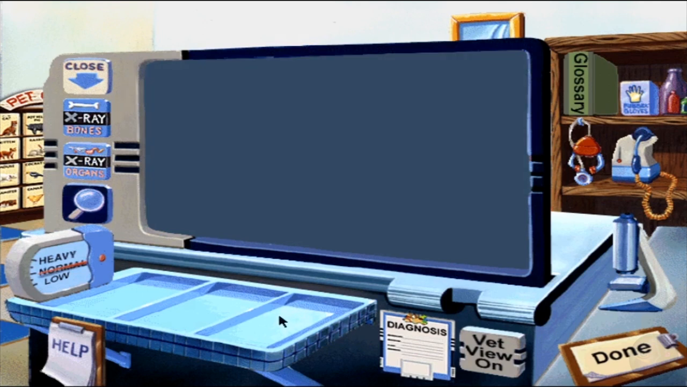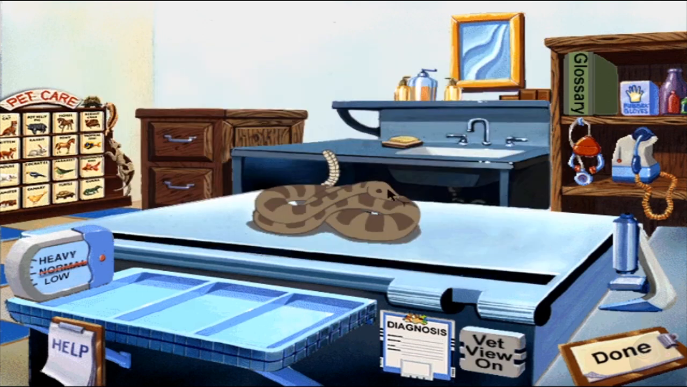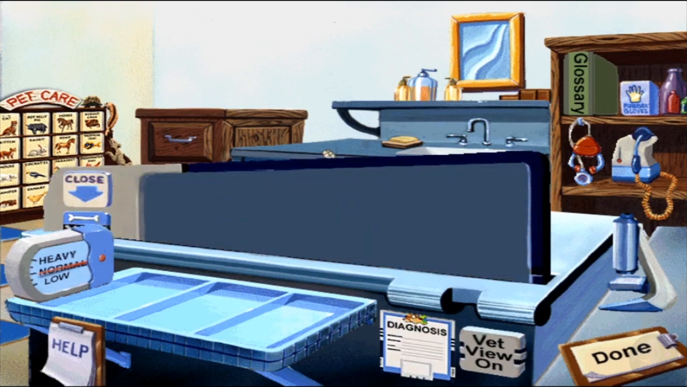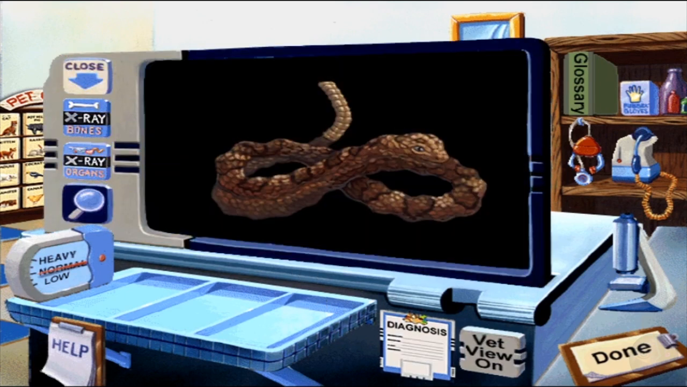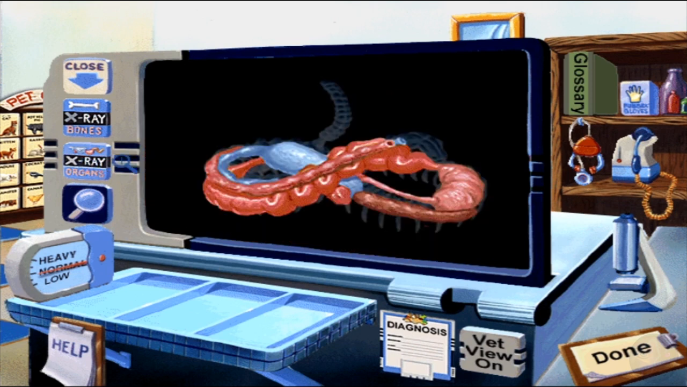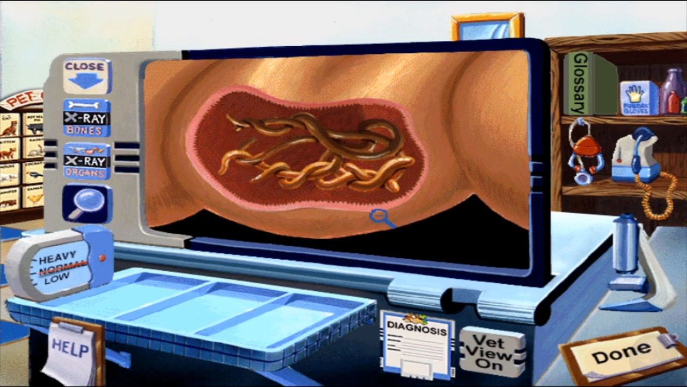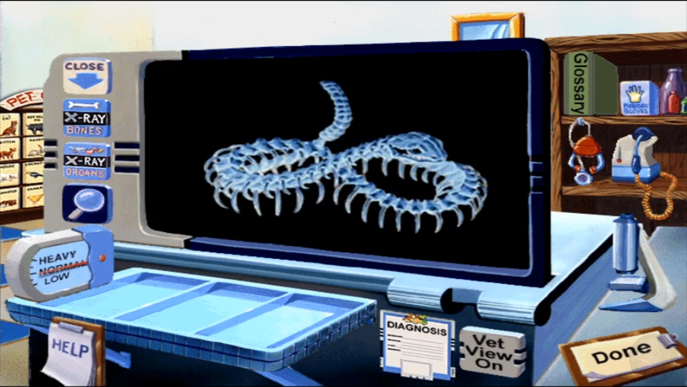Oh, you've brought an animal in for examination. The rattlesnake's weight is low. See how you can see its spine? Oh, there are worms in the rattlesnake's intestines. I don't see any problems here.